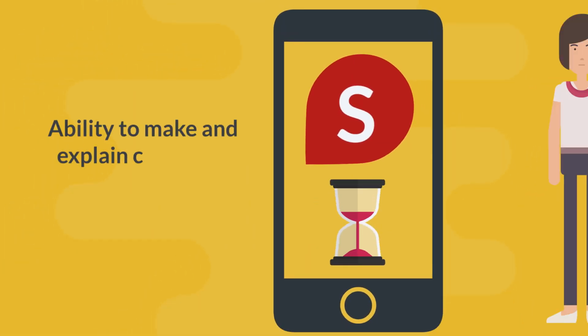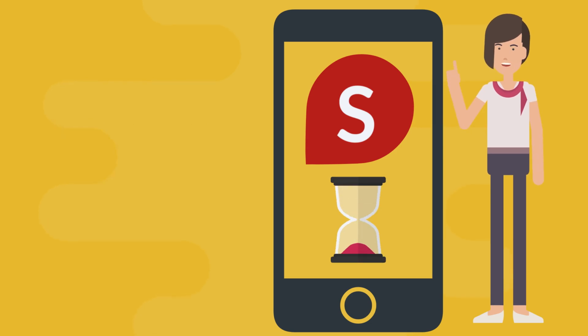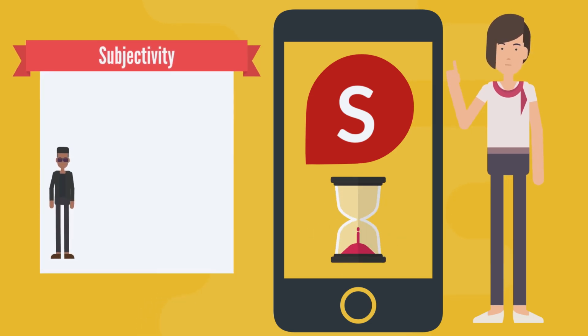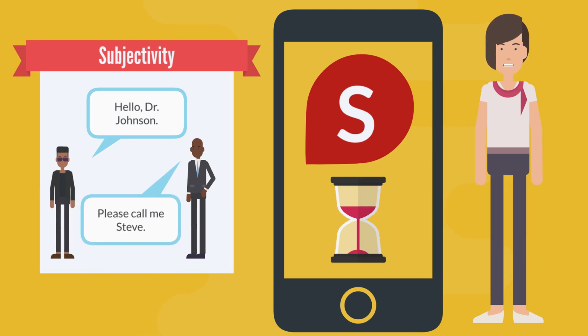Subjectivity references the learner's ability to make conscious language choices and explain how they make those. For example, "I'd really like to be more formal. I know my professor said to use his first name, but I'd really like to use a different greeting."